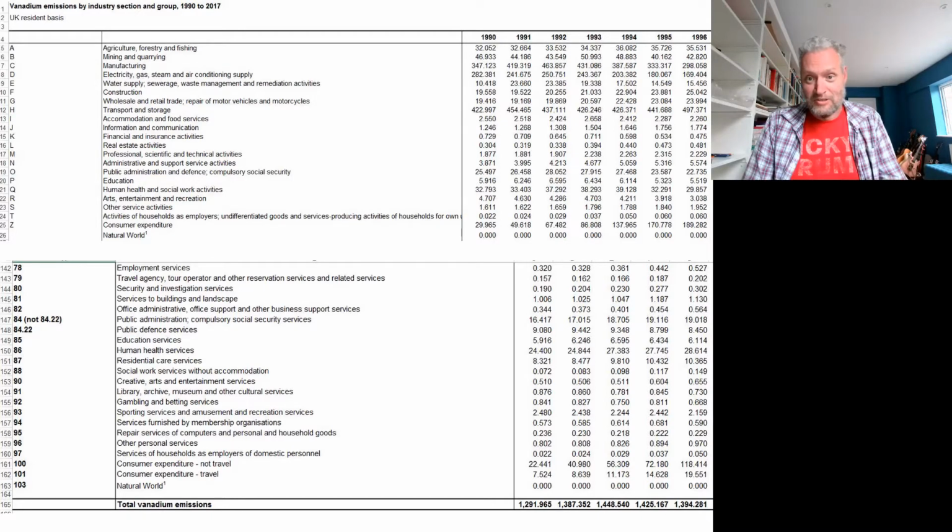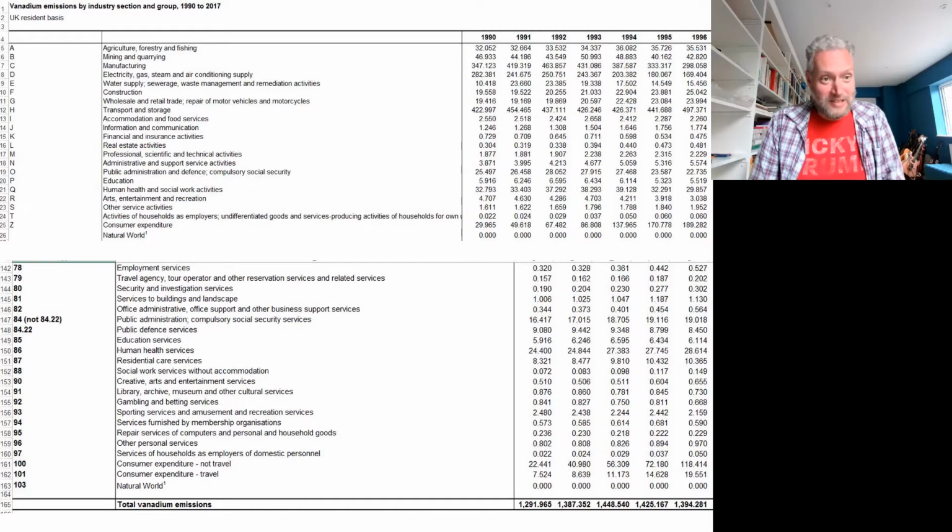So if you're interested in vanadium and you wonder where does this stuff come from, this table will give you the answer. And what you see is that vanadium is a metal that is used in alloys and that sort of stuff. So a lot of it comes out of manufacturing, a lot of it comes out of transport and storage, a lot of it comes out of power generation, and that is what an engineer or a chemist would also tell you. But here you have the hard numbers. This is where this stuff comes from.